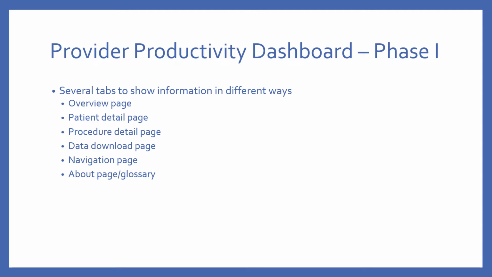There's a lot of information on the dashboard, so we have several tabs within the dashboard itself. First, we have the overview page. This is the page you will get taken to first thing when you open up the dashboard. It doesn't have any PHI in it, so this is the page you will see when you get an email once a month.